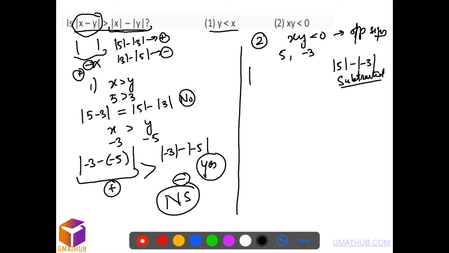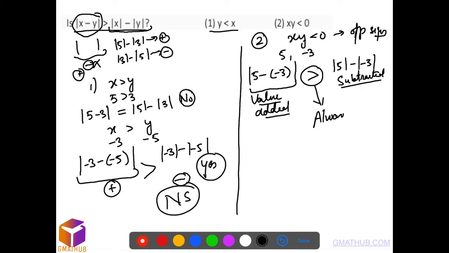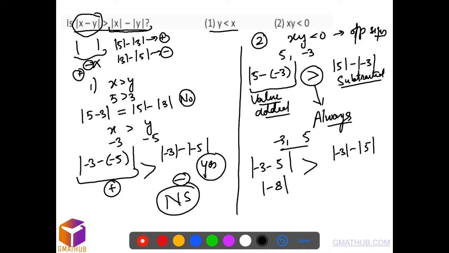And the left hand side is 5 minus minus 3. So in terms of values, they are getting added. So this is bigger and this will always be bigger. Even if you take, let's say, x as minus 3, y as 5, on the left hand side the values are getting added. On the right hand side, the values are getting subtracted. So again, this will be bigger. So it's always bigger. This is sufficient. B is the answer.